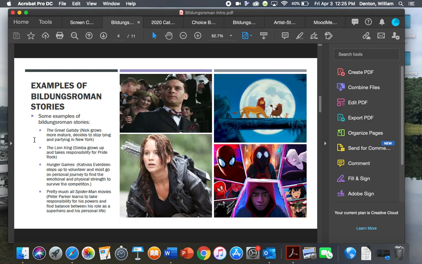There are tons of other ones out there: Harry Potter, The Karate Kid, The Matrix, Star Wars, Lord of the Rings. It's a huge category. Anything that's a big, mature story is probably a Bildungsroman. So you know what they are, but can you identify the criteria that goes along with it?